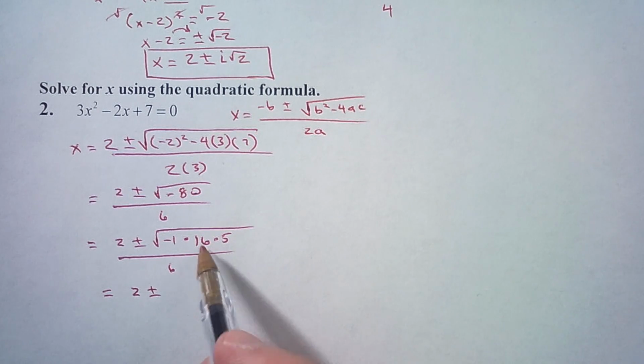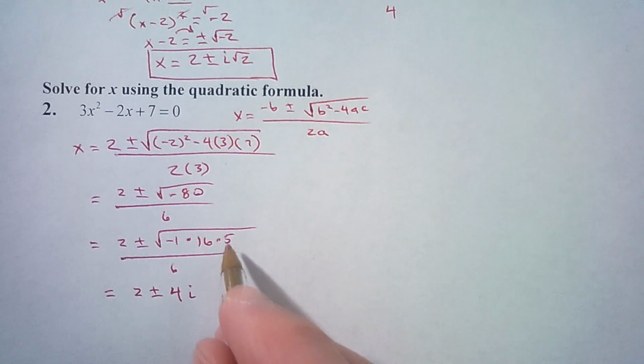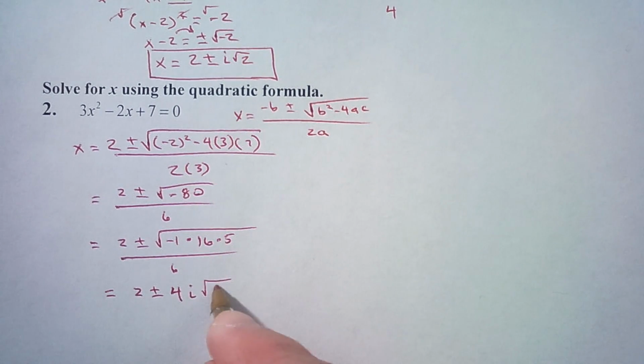So that's 2 plus or minus. The square root of 16 is 4. The square root of negative 1 is i. And then 5 stays right inside. All over 6.